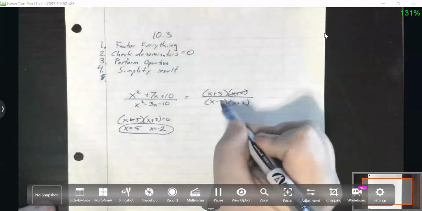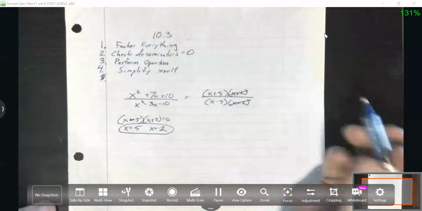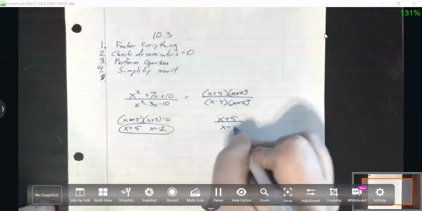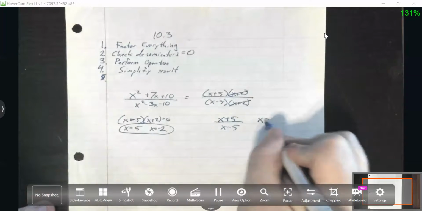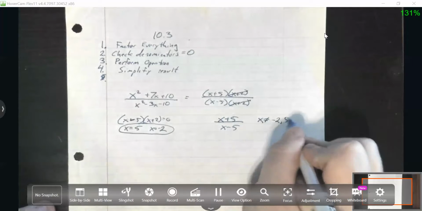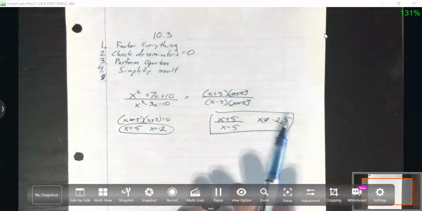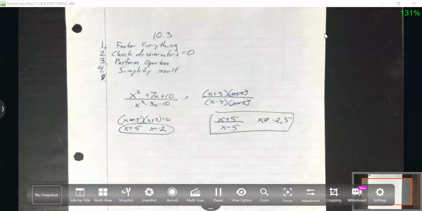Now that we've done that, we're going to go ahead and perform the operation. In this case, there's no multiplying or dividing or anything else. So we're just going to simplify. We have matching factors, top and bottom, that can cancel. So those would cancel out. And my answer would simply be x plus 5 over x minus 5, with the caveat that x cannot be negative 2 or 5, because those are the values that would make the denominator equal to 0. So this is what we're basically looking at as we're trying to factor things.